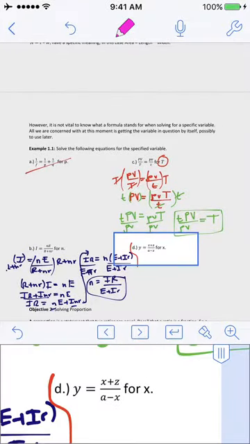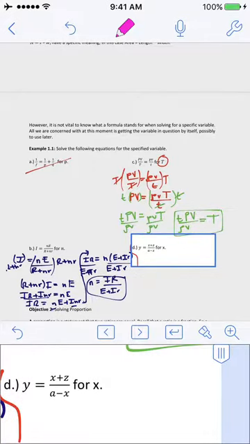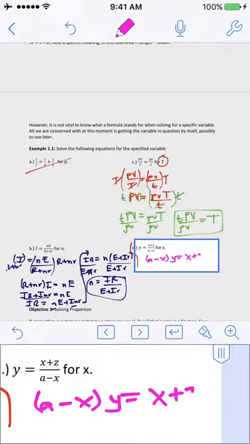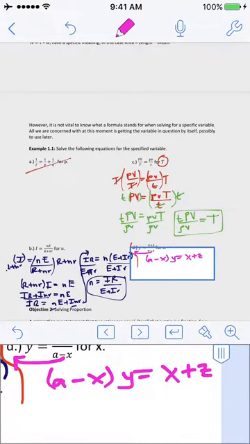Let's try one more. Y is equal to x plus z over a minus x. We want to solve it for x. So again, don't panic if you see a rational. You just want to get rid of the rational part first. So get rid of it. I'm going to multiply a minus x to both sides. So I get a minus x times y is equal to x plus z. So in other words, I move this denominator and I put it over there. I will now distribute the y.